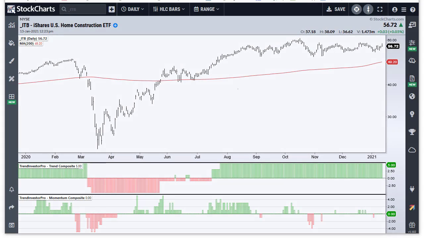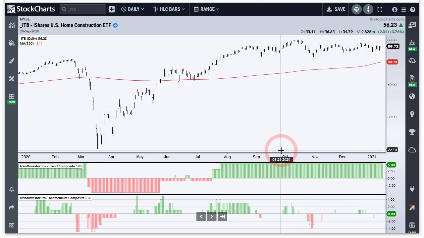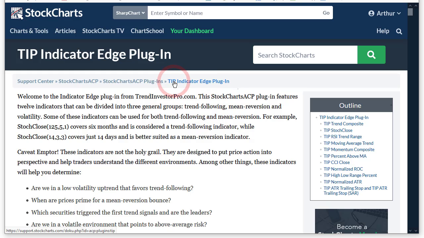So I'm going to be working off of StockCharts ACP today, and I've got up a chart of ITB. And I've got a couple of indicators from the Trend Investor Pro Indicator Edge plugin. On the bottom right there, you can see that icon for plugins, and there you can see all the different plugins. If you don't have it, you can click the link to get more information about that plugin. And so I'm on the Trend Investor Pro Indicator Edge plugin.